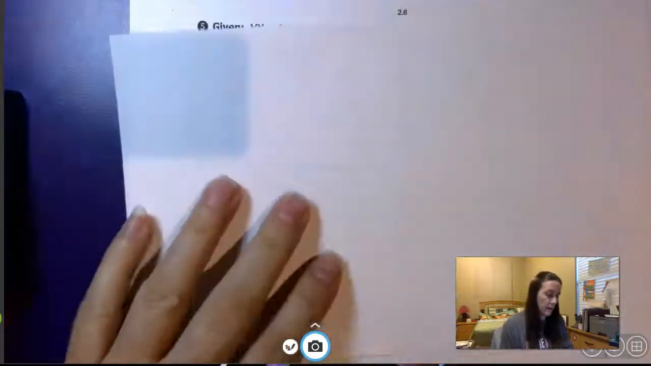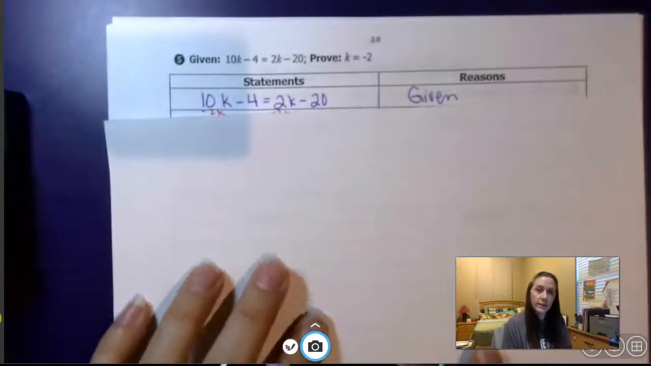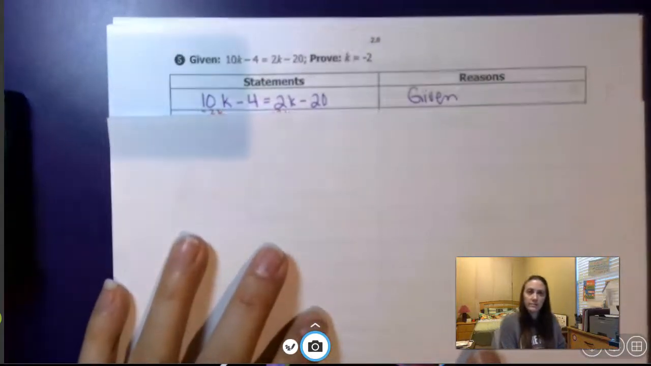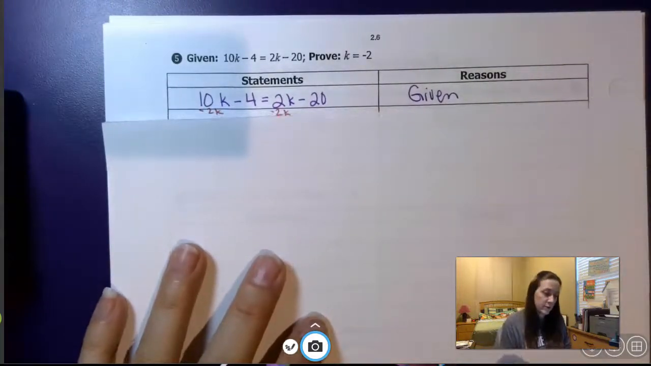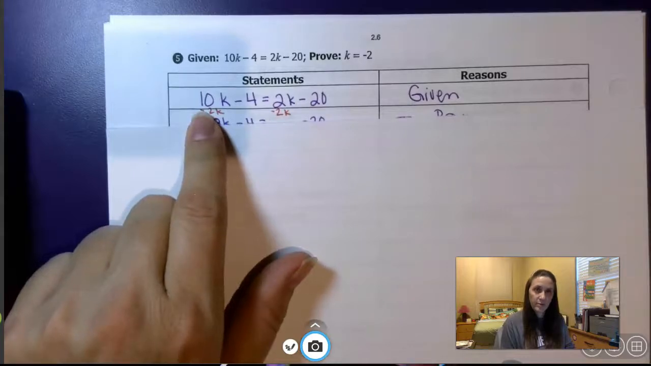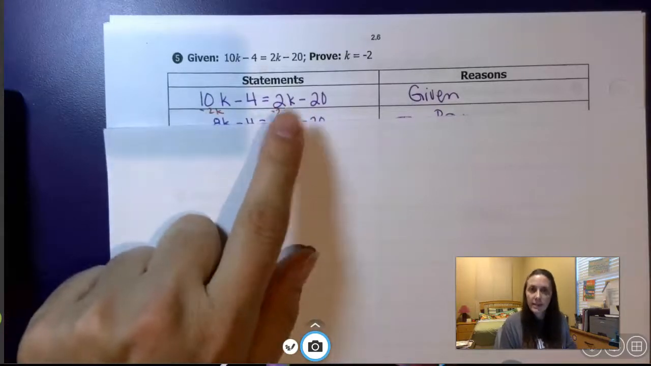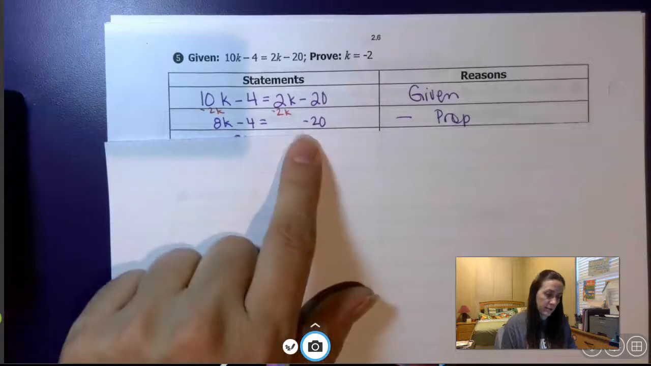Alright, so here we are. We're going to do 5. Given. Again, pause if you need to. I'm going to subtract the 2x. If I subtract the 2x, that's going to keep my variables, or 2k, sorry. That's going to keep my variable positive. So I get 2k minus 4 equals -20.